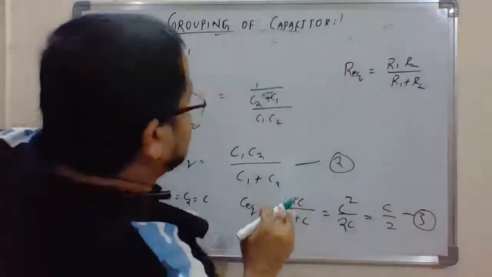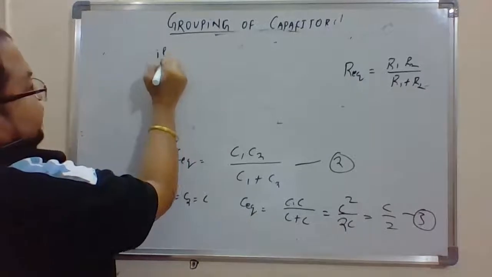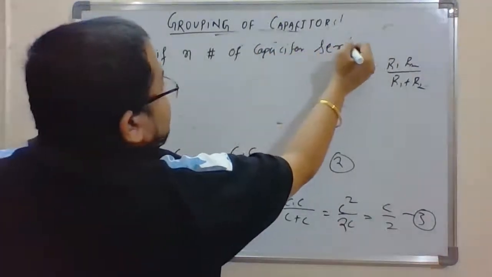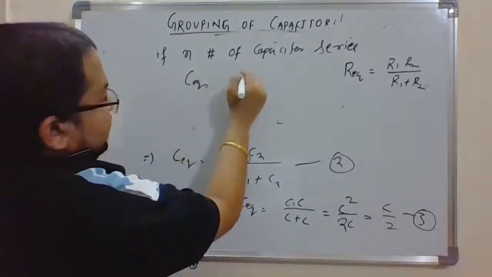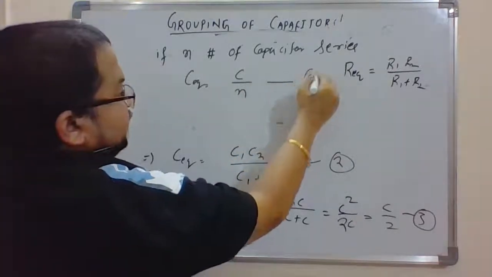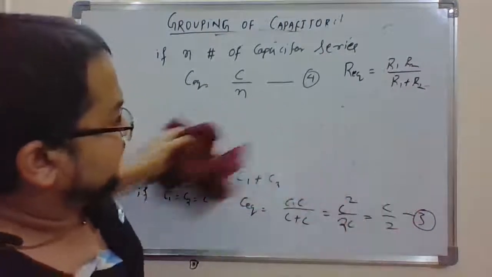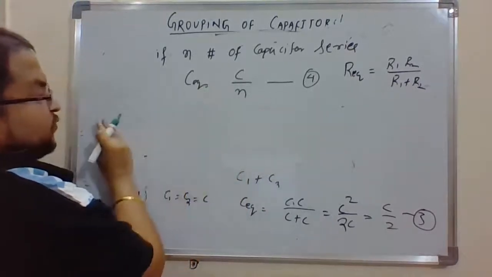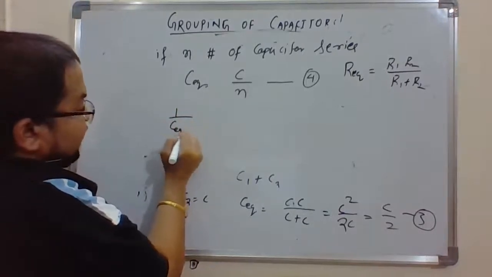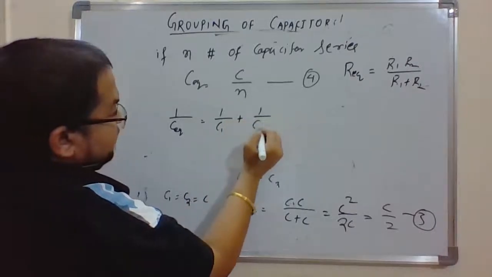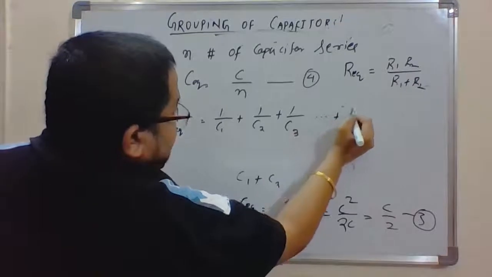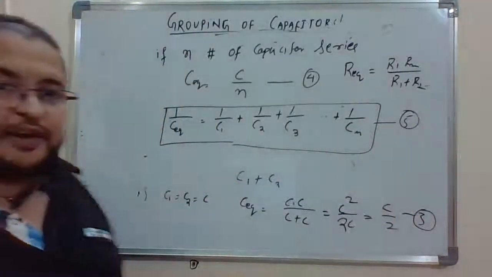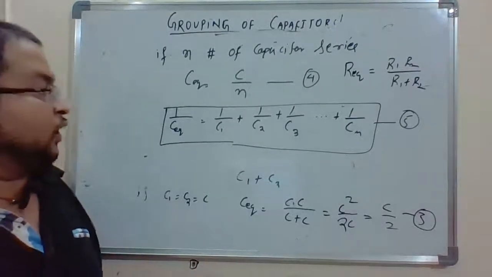Similarly, we can extend this if there are n number of capacitors all connected in series. Then their C equivalent would be how much? Obviously, C by n, assuming capacitance of each one is C. And we saw it for two capacitors. Now here, if you have three capacitors, then your V would have become V1 plus V2 plus V3, and so on. So that's why we can say 1 by C equivalent is nothing but 1 by C1 plus 1 by C2 plus 1 by C3 dot dot dot plus 1 by Cn when you have n number of capacitors connected in series.